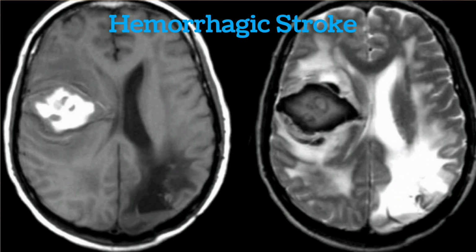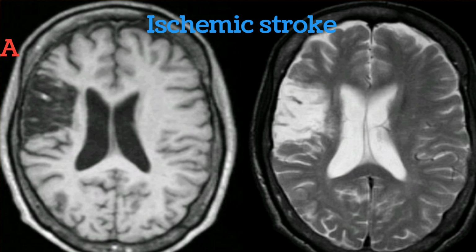Now this is the MRI sequences of the hemorrhagic stroke patient. Image A is T1 and you can see that the hemorrhage is white here, while image B is T2 and you can see that the same hemorrhage looks black on T2. So rule number 1 applies here. They are opposite to each other.